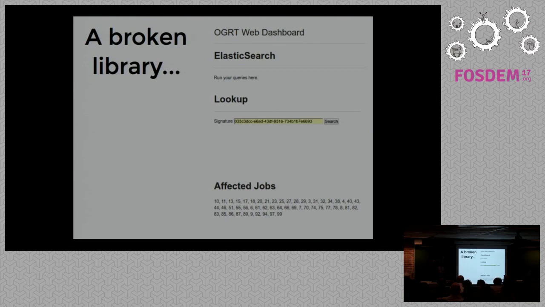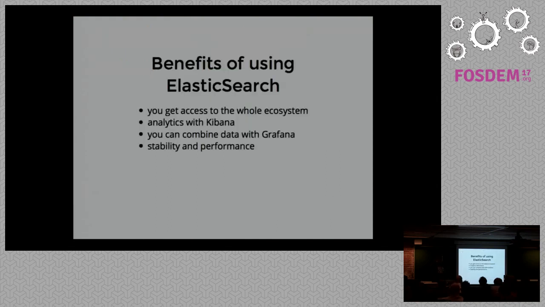I implemented very, very basic lookup functions into this web interface. So what you see here, there is a BLAST library that was broken. I know the signature of the library because I built it. Then I press lookup and it displays me the affected jobs. So if I use these jobs with my accounting database, I can inform the users that this library was broken and they should do some steps to fix that.